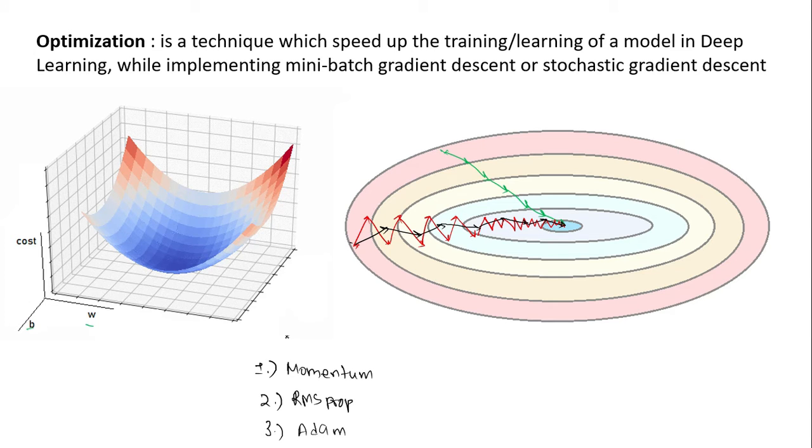But before we can understand these optimization techniques, we will need to understand a very important concept known as exponentially weighted moving average, or exponential weighted average. This concept is the basis of all the optimization techniques, so it is very important to understand this first. So we will understand this in this video and then we will one by one understand momentum, RMS prop and Adam. So let's first start by understanding what is exponentially weighted moving average.